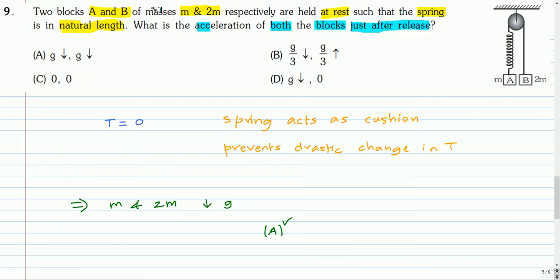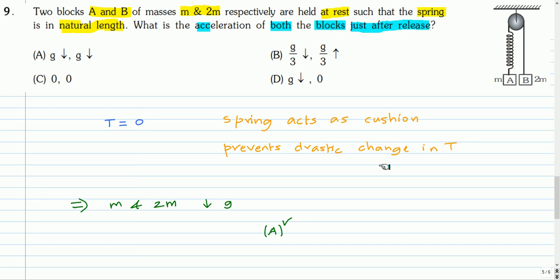Two blocks A and B of mass m and 2m respectively are held at rest such that the spring is in natural length. What is the acceleration of both the blocks just after release? So the blocks A and B are held and then it's being released. When it is held, the tension will be 0, and after being released, since the spring is there, the spring will act as a cushion and the tension will not change drastically.